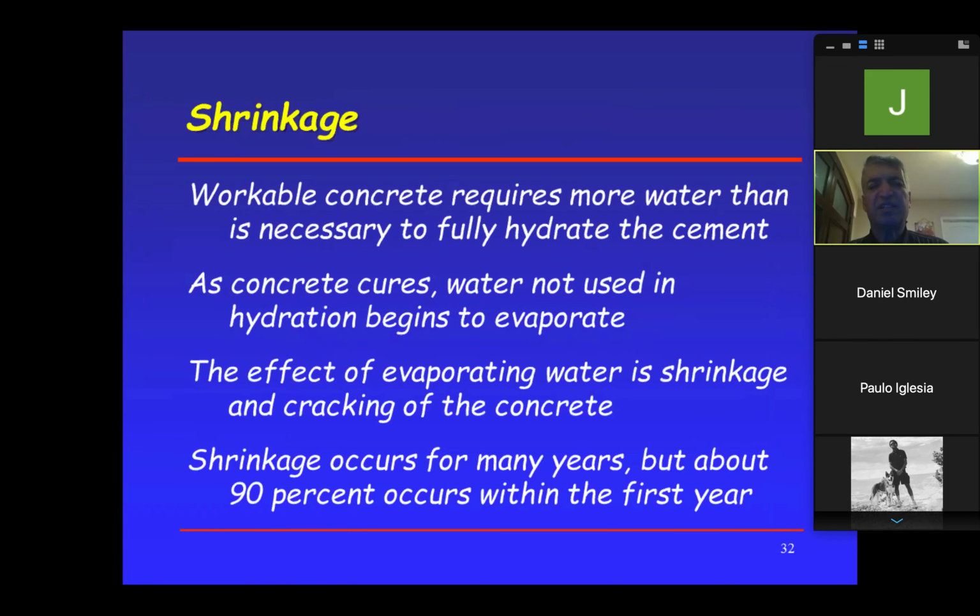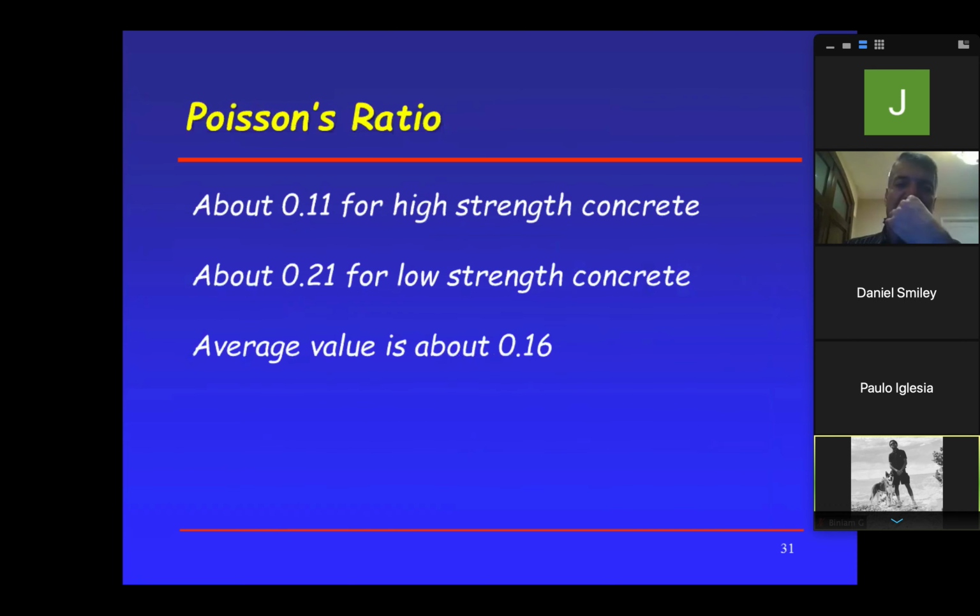Okay, shrinkage. Can you go back that page? Yes. So shrinkage, of course, we said that earlier. If the water dries or you don't have enough water, the concrete is going to shrink. And when it shrinks, it cracks.